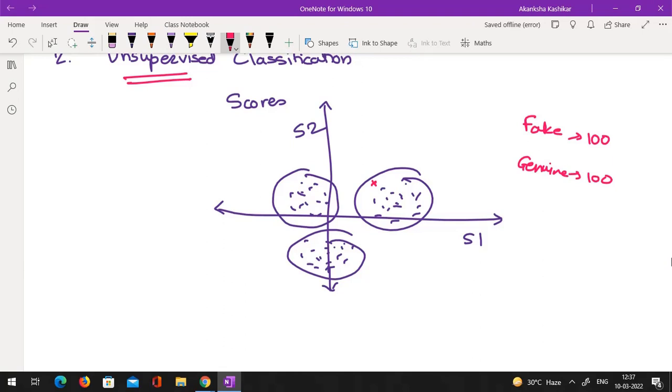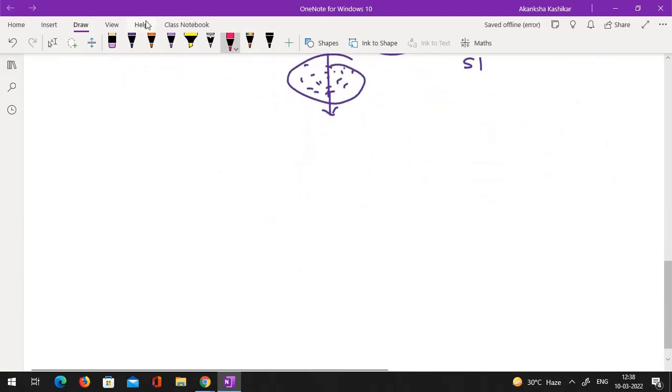Is it clear how PCA can be used for unsupervised classification? Yes or no? Yes, ma'am.